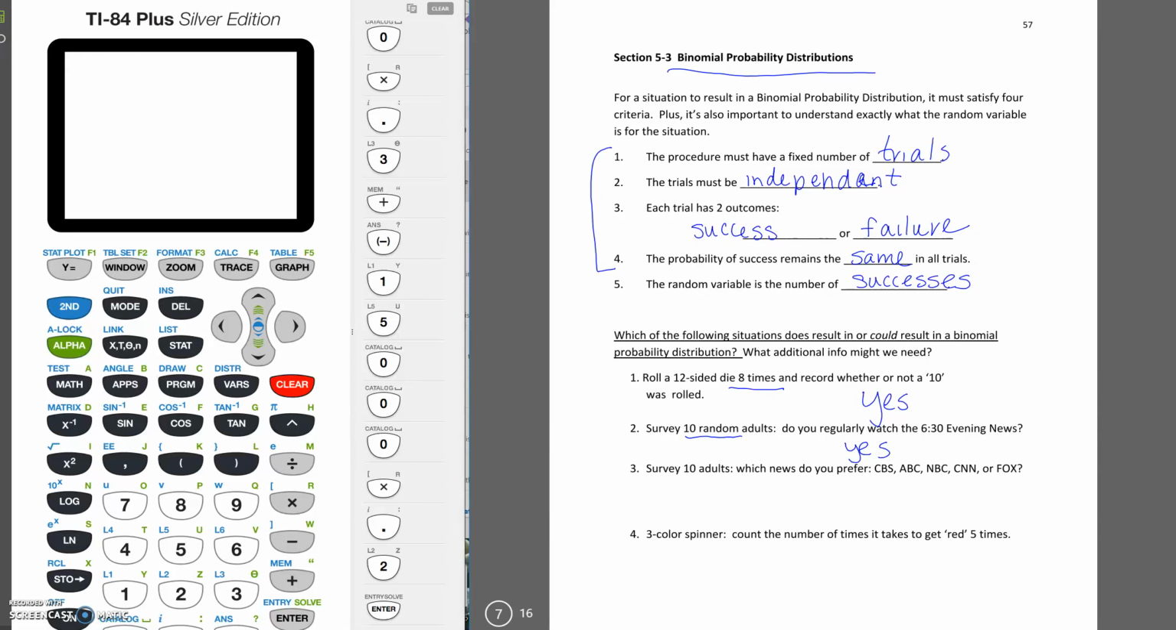Situation 3 says, survey 10 adults. Which news do you prefer? CBS, ABC, NBC, CNN, or Fox? Well, we do have a fixed number of trials. We could assume that they're independent, but we have too many outcomes. There's a lot more than just 2 outcomes. There's 5 different things they could say here. So we'll say no. Too many outcomes.